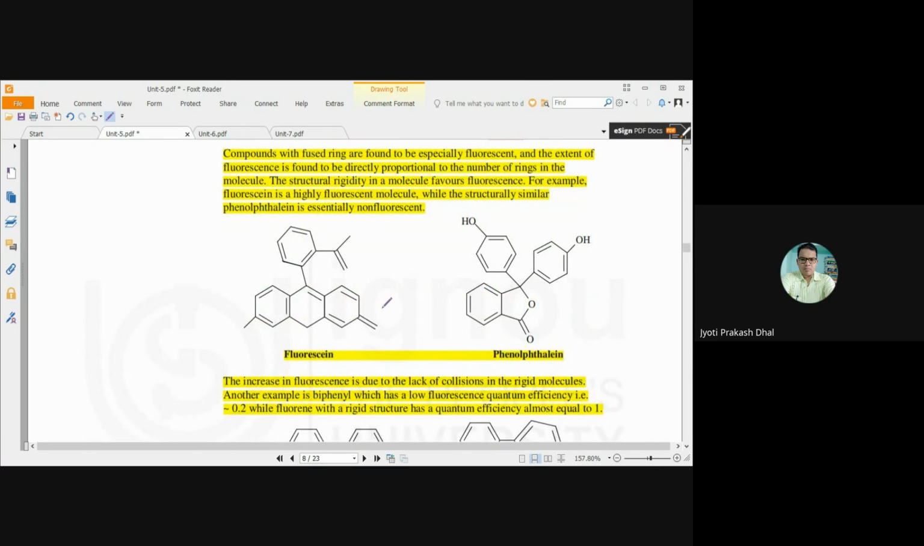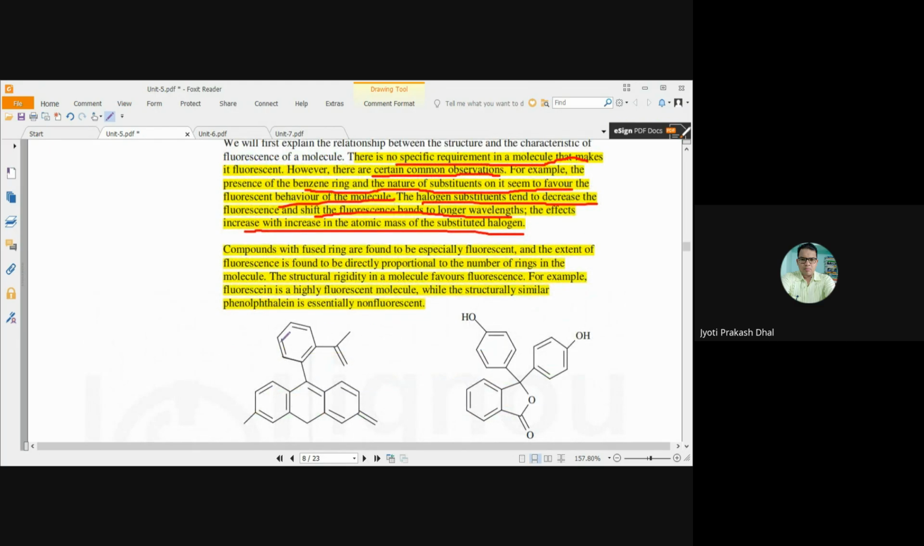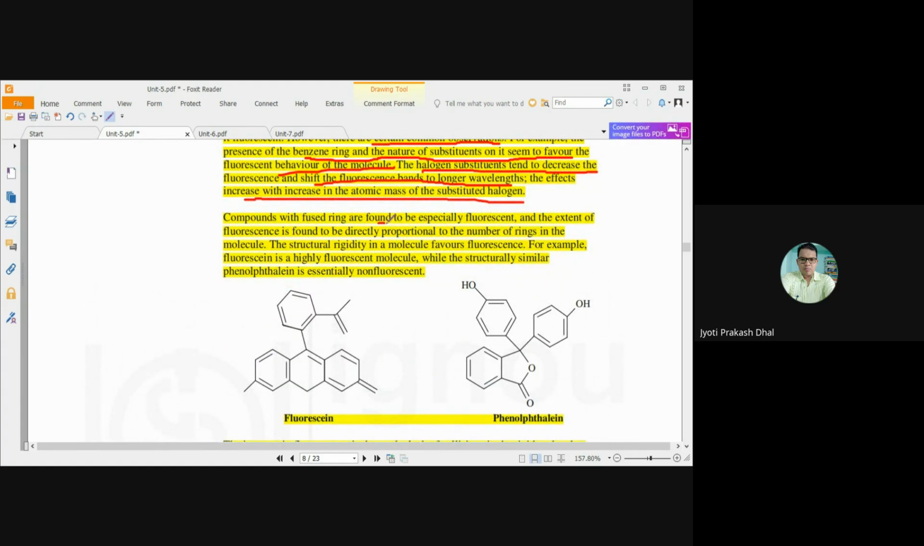So if a benzene ring is there in any type of molecule, that will show fluorescence spectra, and if some halogen substitution is there, that tends to decrease the fluorescence and shift the fluorescence wavelength to longer. And if there is an increase in atomic mass of the substituted halogen atom, then the fluorescence spectra will shift to still longer wavelength. Now, compounds with fused rings are found to be especially fluorescent, and the extent of fluorescence is found to be directly proportional to the number of rings in the molecule.